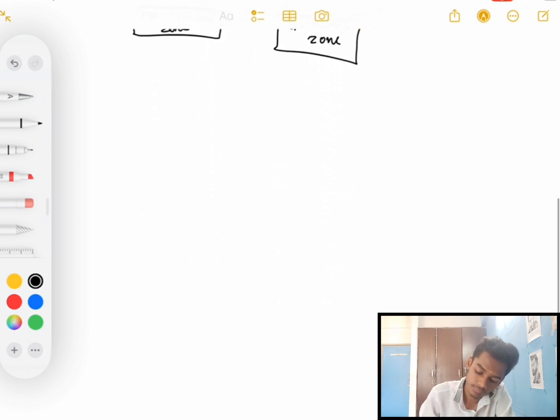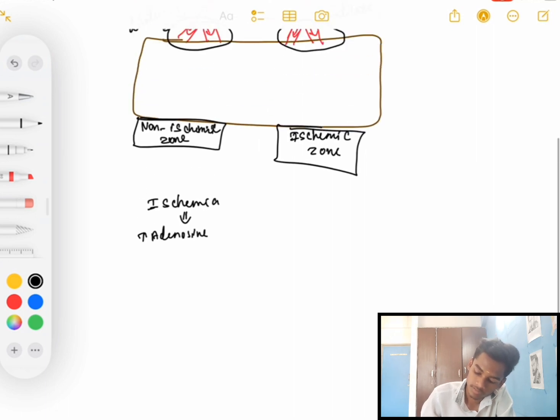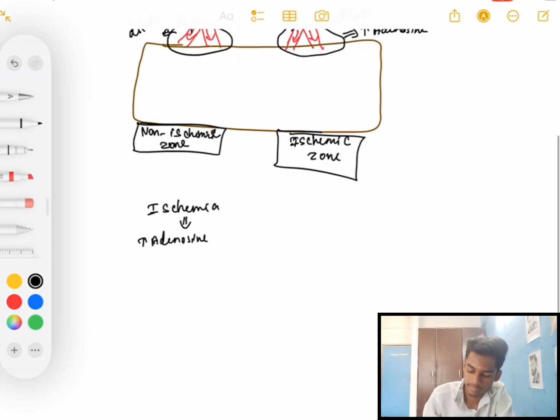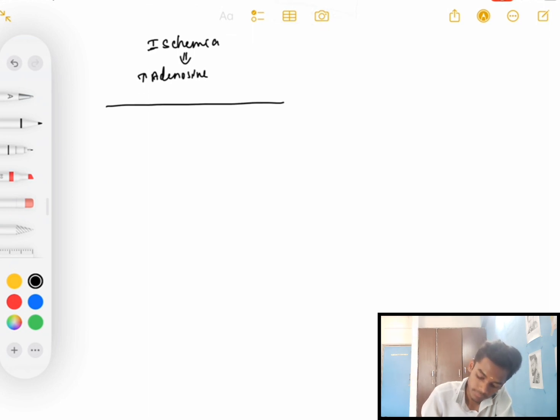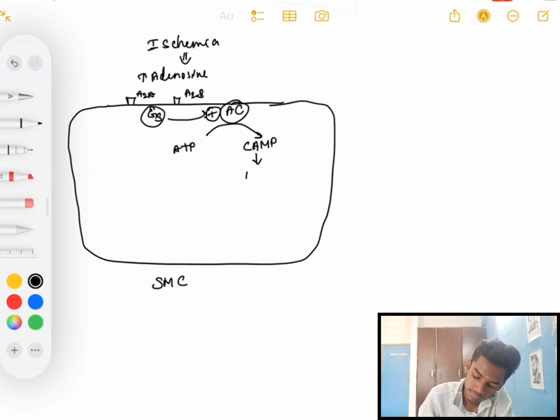Now how does it happen? Let's see. During ischemia, there is increased adenosine. See, at this area there is increased adenosine, which is a local mediator. What will it do? See, this is smooth muscle cell. These are adenosine receptors A2A, A2B. Both are Gs, so they will activate adenyl cyclase. What further will happen? There is conversion of ATP into cyclic AMP, then formation of protein kinase A.